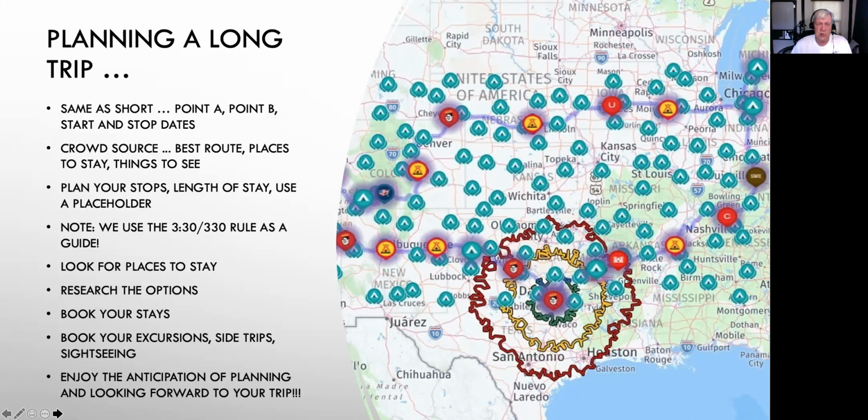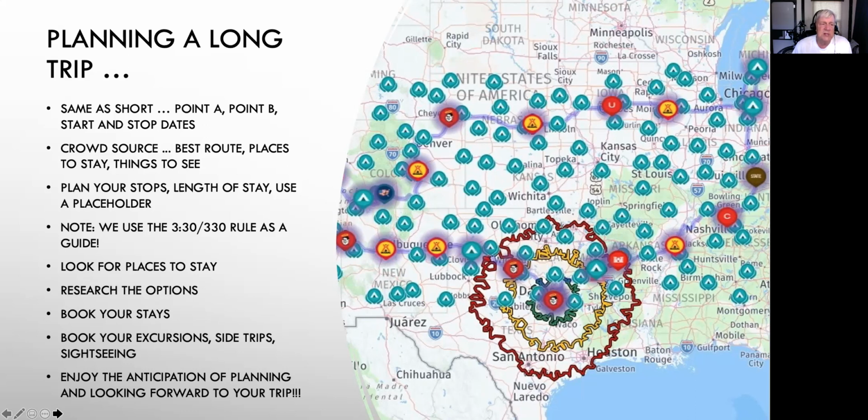When you're planning a long trip, it really isn't much different than that. It's simply point A, point B, start and stop dates. And there's multiples of those. The little picture that you see here on this presentation, that is the picture of the trip that we are just about to wrap up. This is Wednesday, October 27th, I think it is. October 27th, yep. And we end up back in Dallas, Fort Worth on Monday, November 1st. We'll be sitting still for a while.